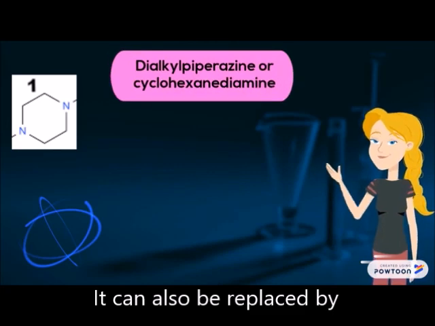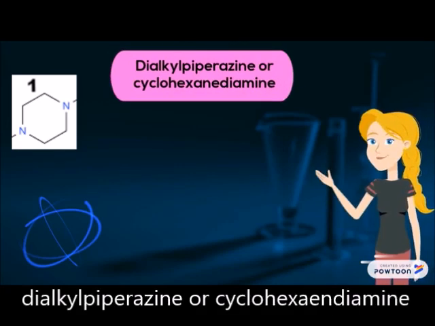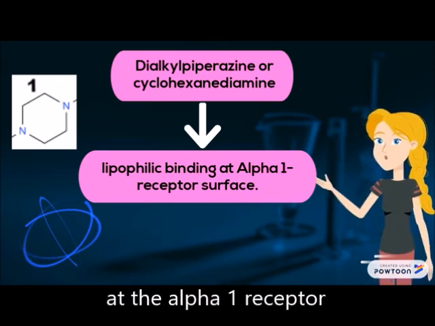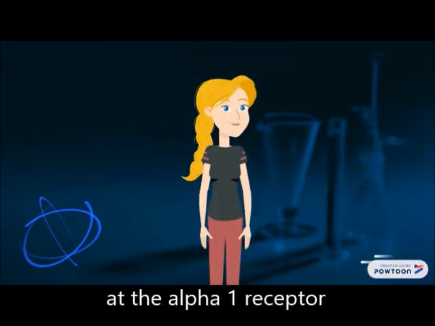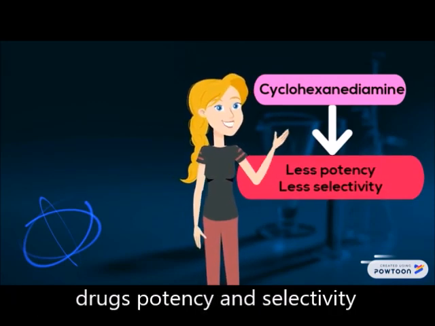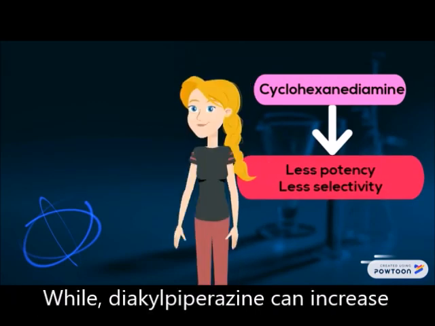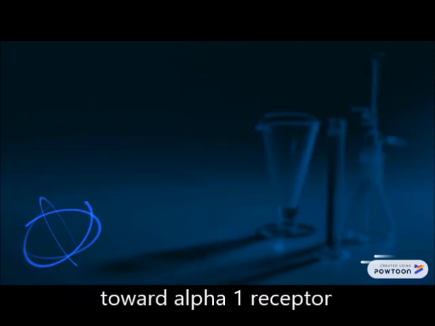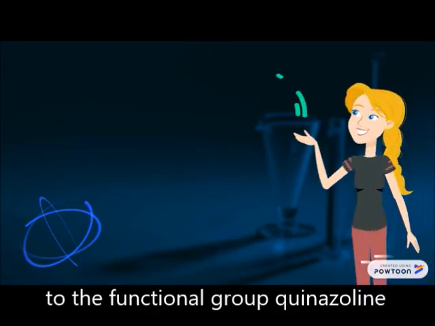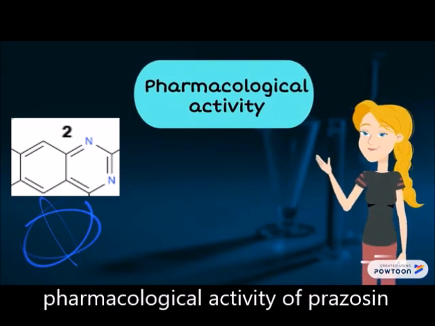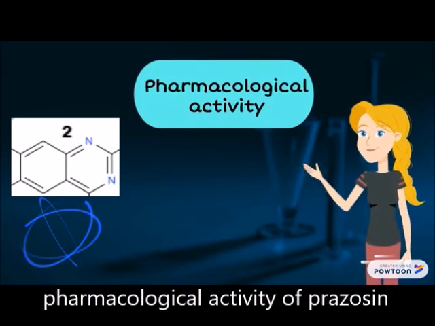It can also be replaced by diacylpiperazine or cyclohexane-diamine for lipophilic binding at the alpha-1 receptor. However, cyclohexane-diamine can reduce drugs' potency and selectivity, while diacylpiperazine can increase prazosin affinity and selectivity toward alpha-1 receptor. Next, we move on to the functional group quinazoline, where it is responsible for the pharmacological activity of prazosin.